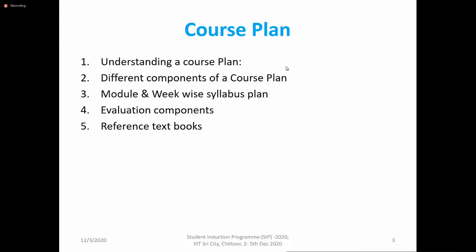So basically, when you are given a course plan, the course plan will have different components as part of it. You will see what all the different parts and sub-parts of a course plan are. I mentioned a few, and anyway, I will show you an example of a course plan, my own course plan.